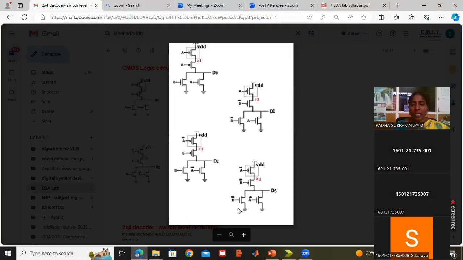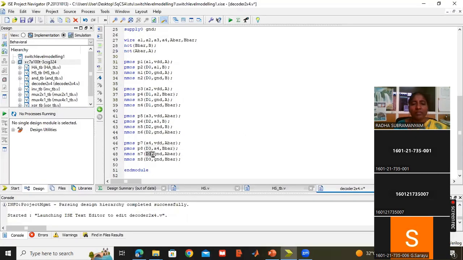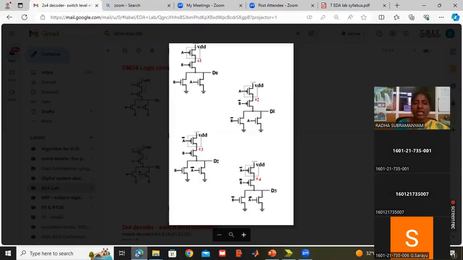Next, two NMOSs are there. Both are giving output D3. One of the inputs is ground and the other input is B bar, A bar. All the 8 PMOS and 8 NMOS definitions I have given.